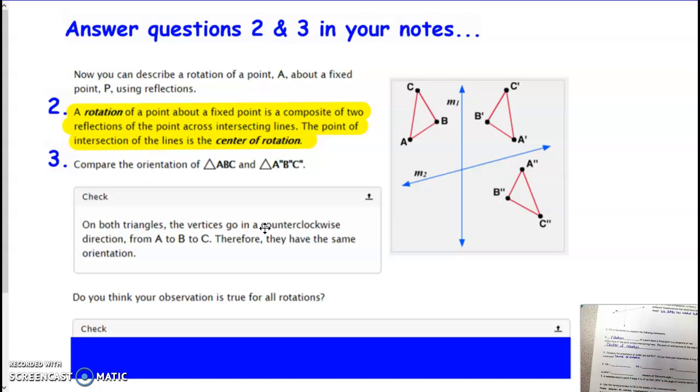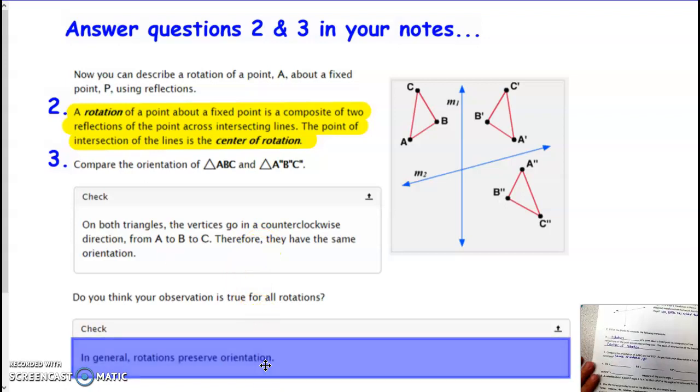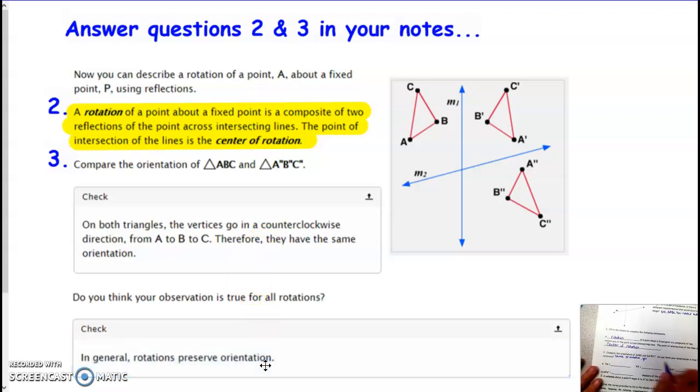Okay, and it says, do you think this is true for all rotations? And we are going to say yes. They do preserve orientation. And that just means that the orientation stays the same when you have performed that transformation.